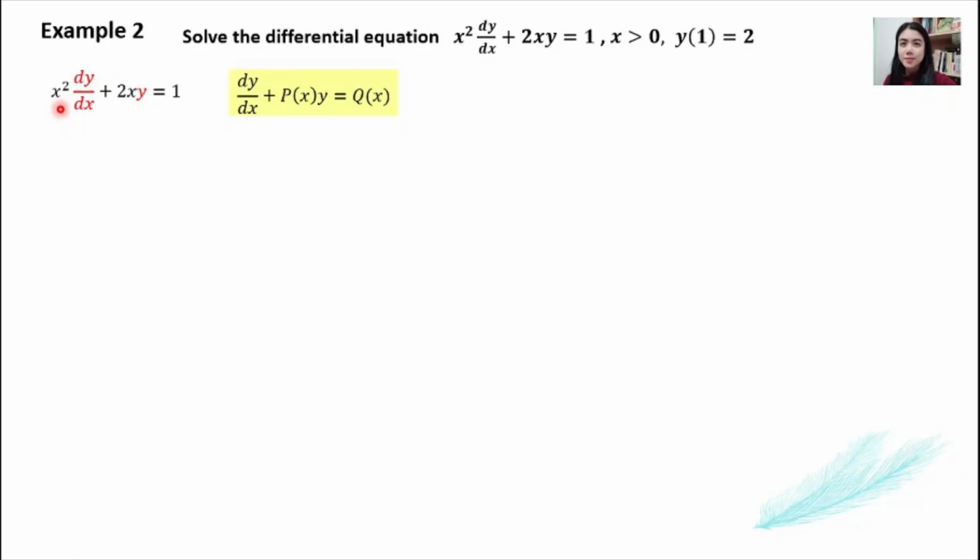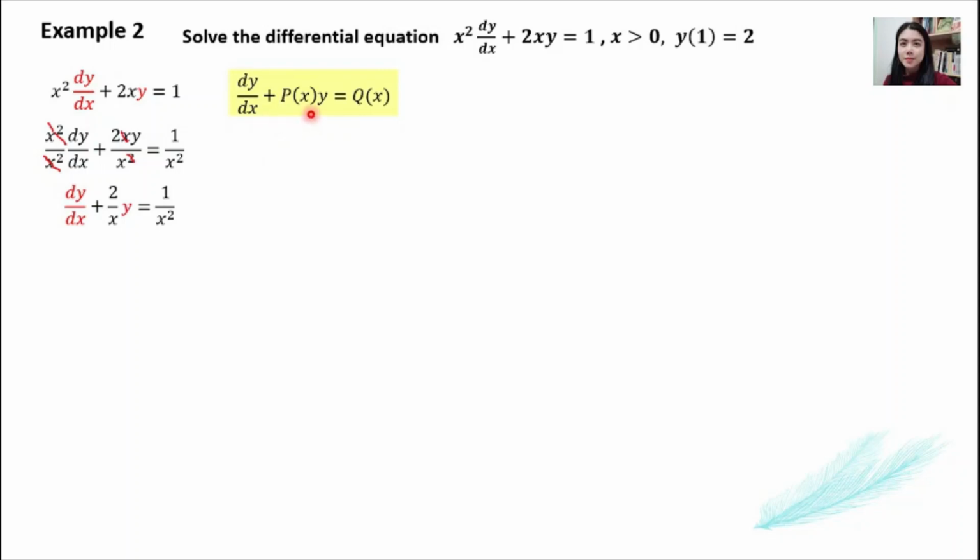So it means that you have to modify this one so that it looks like the general form. Try to modify this by dividing all of the terms with x squared and let's simplify it. If you simplify, you can cancel this and this, then we only have dy/dx. For here, you cancel this one and this one, so you have 2 over x times y. And for the right hand side, you will have 1 over x squared. So this is a form that looks like the general form of the linear equations.